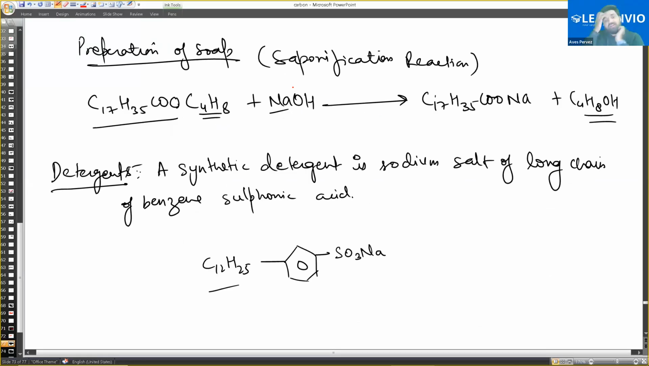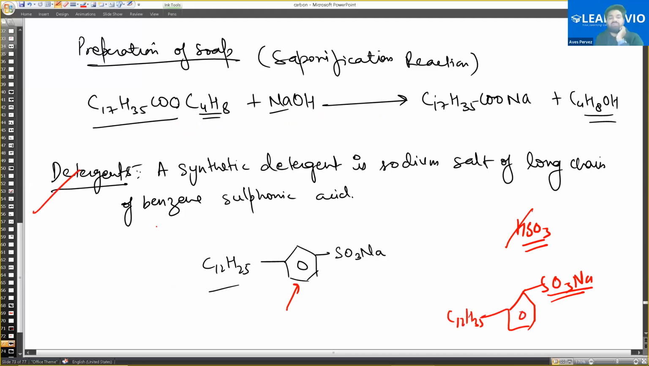When we are just having detergents, detergents are the sodium salt of a long chain of benzene sulfonic acid. So this is the benzene, and SO3H is sulfonic acid. When we remove the H from it, it forms SO3, and we add Na to it; now it is a salt. Now we add a long chain to the benzene ring, C12H25. So this is the long chain benzene sulfonic acid salt.